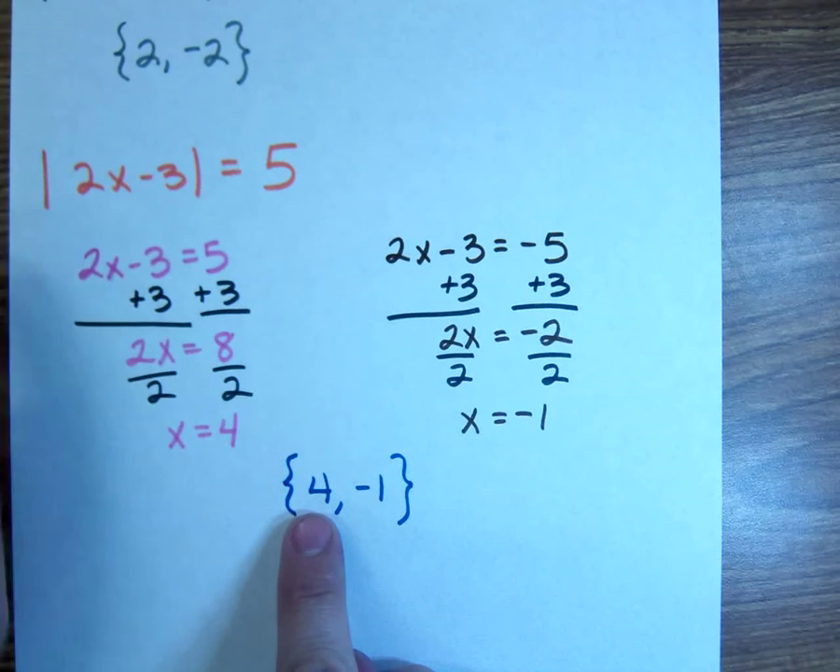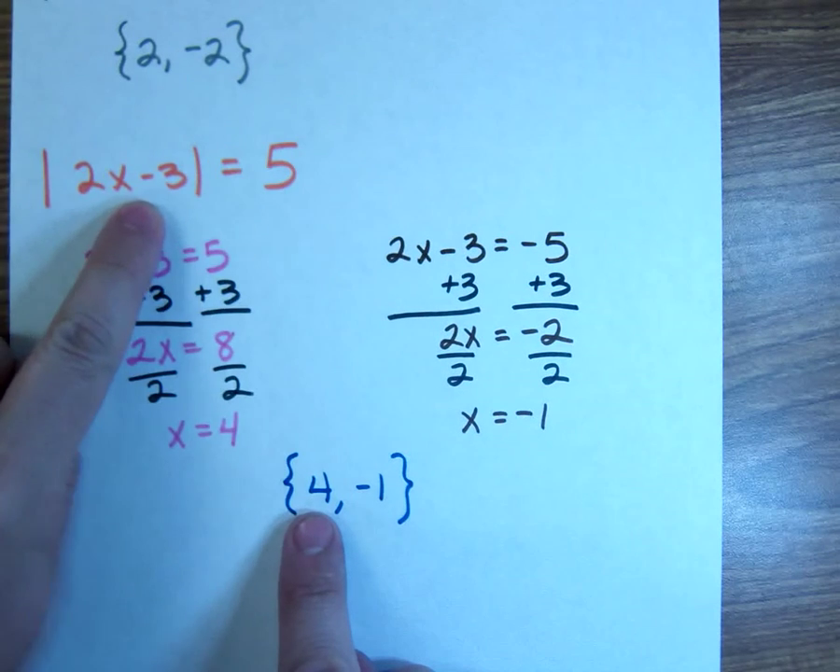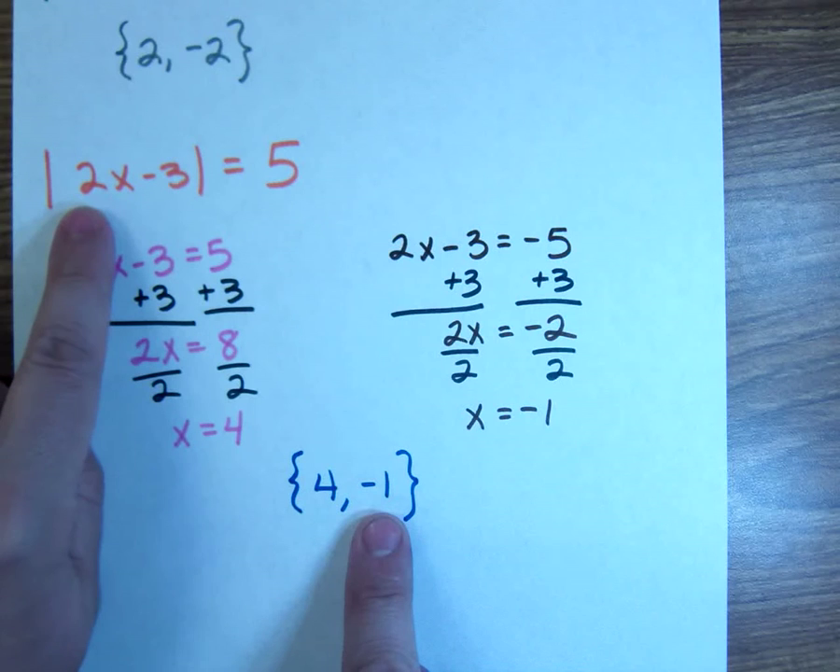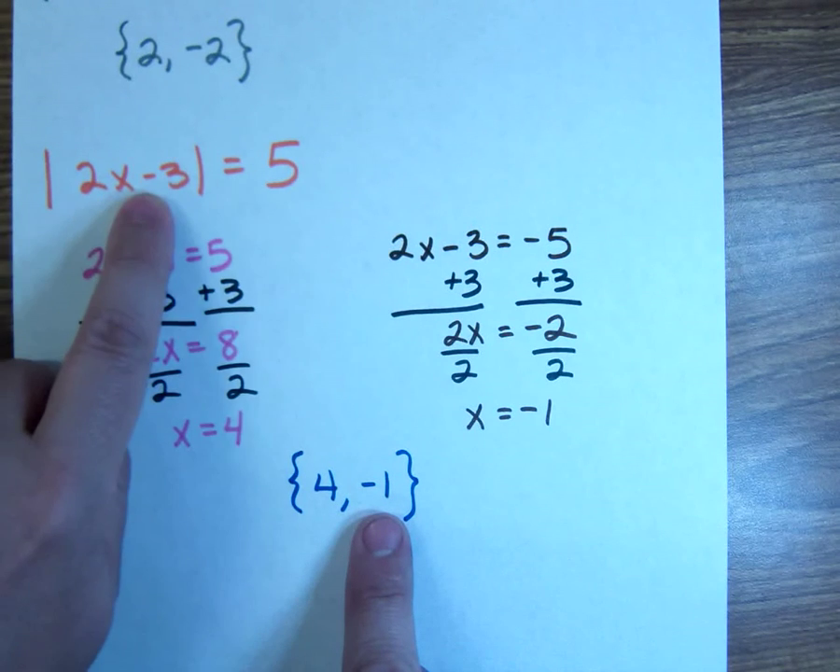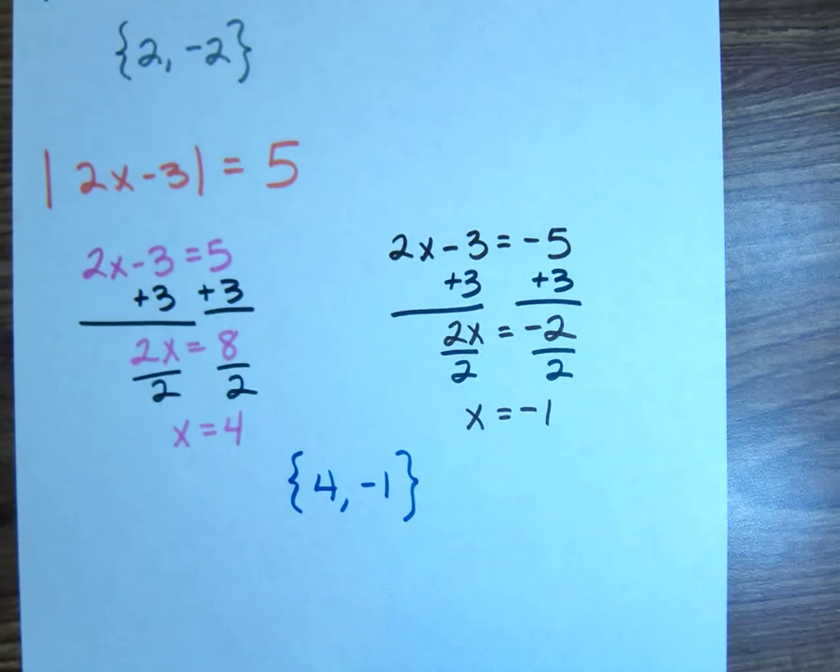Let's try 4. 2 times 4 is? 8. Minus 3 is? 5. And the absolute value of 5 is? 5. Let's try negative 1. 2 times negative 1 is? Negative 2. Negative 2 minus 3 is? Negative 5. And the absolute value of negative 5 is? 5.